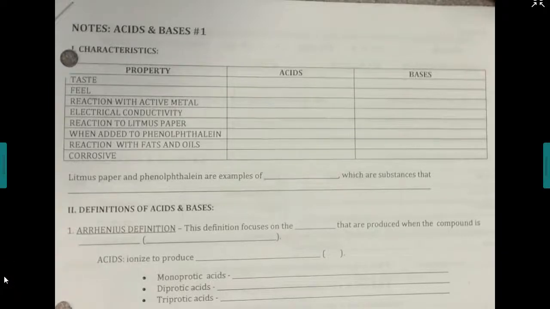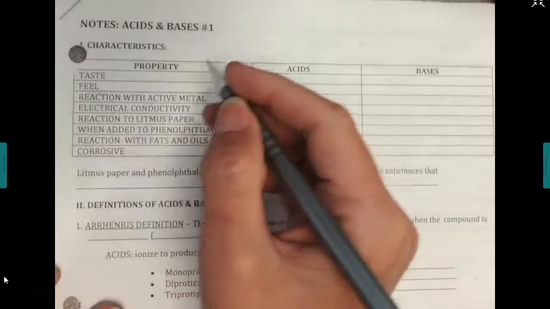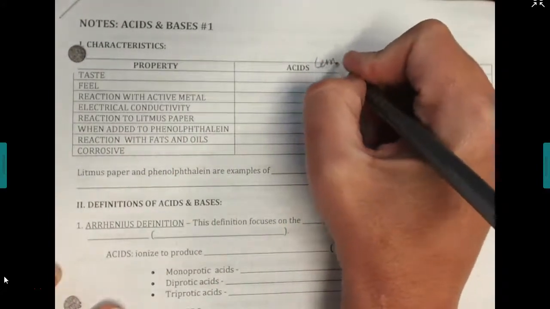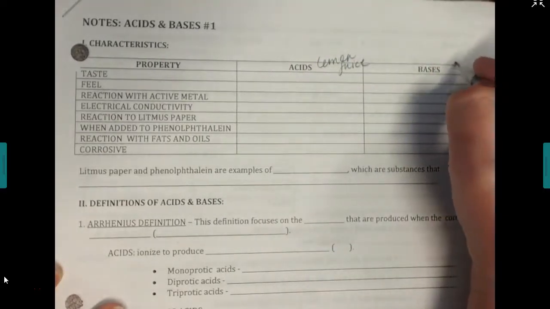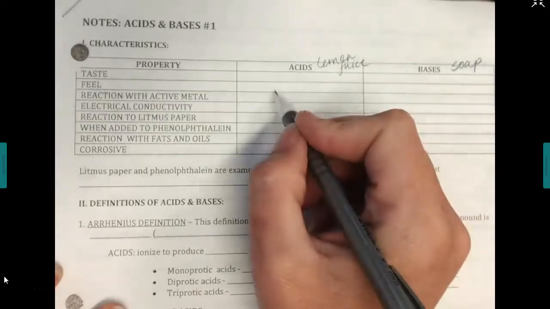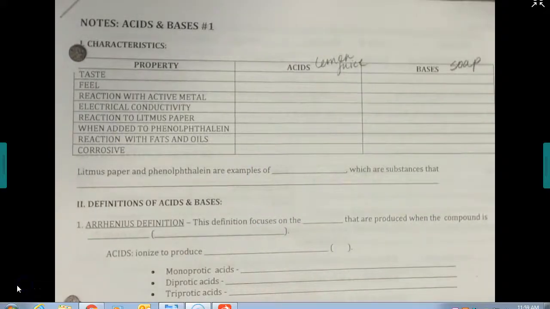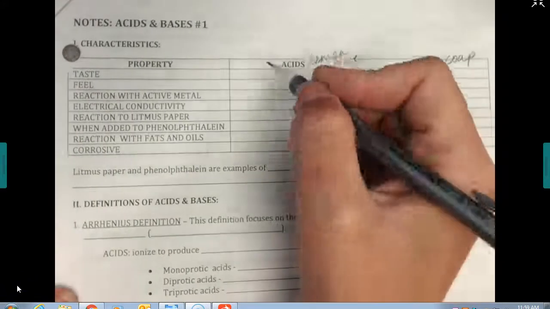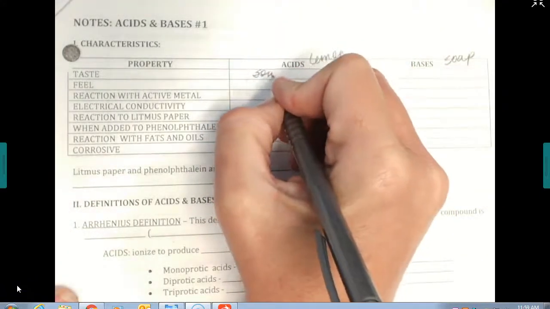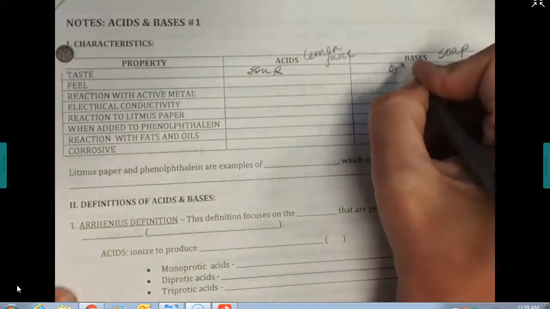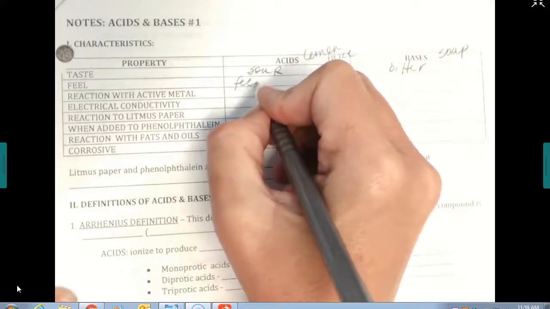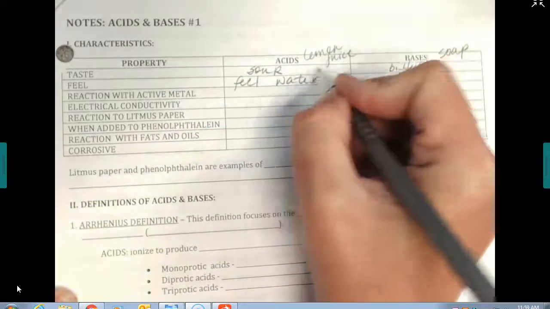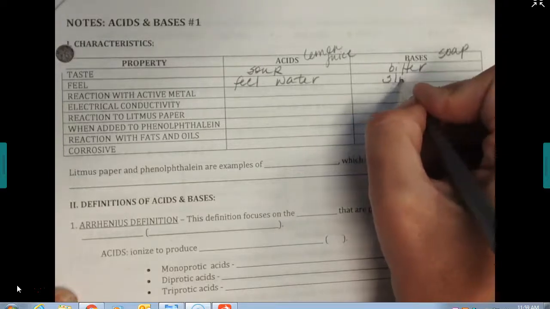Okay, so today we started going over acids and bases, and I want us to make sure that when we think about acids, we think about lemon juice, and when we think about bases, we're going to think about soap. So how do they feel? Lemon juice tastes sour, and soap is bitter. How do they feel? Lemon juice, if we take away the sugar, is going to feel like water, whereas soap is going to be slippery.